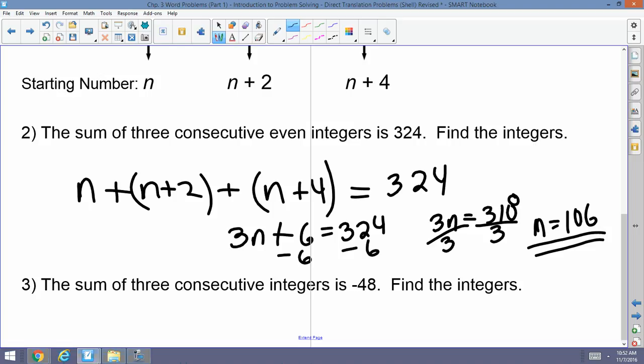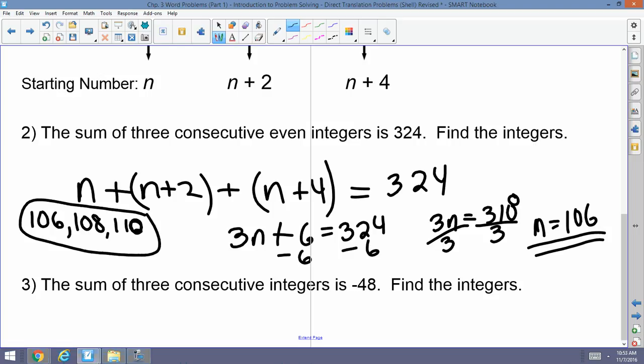Because you have to now read the directions. I want to find the integers. What are my integers? My integers are n, which is 106. Then n plus 2, 108. Then n plus 4, 110. And when you add all of those up together, guys, it's going to give you 324. Does that make sense? Promise. Okay. May I continue?